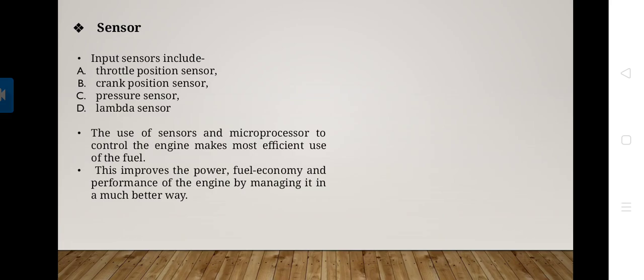We know that there are temperature and pressure sensors, and apart from these, other sensors are also used there. That is the throttle position sensor, crank position sensor, pressure sensor, and lambda sensor. The use of these sensors and the microprocessor is to control the engine and make the most efficient use of the fuel. Because of these sensors we can improve the power and fuel economy, because the sensors give the information to the ECU, and then the ECU controls the injectors to supply the fuel.